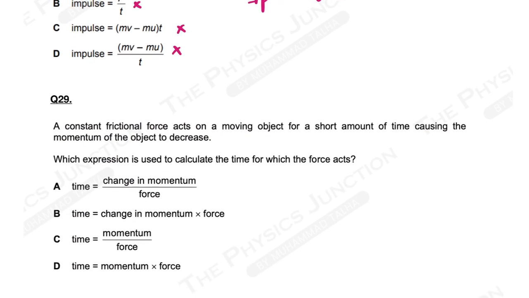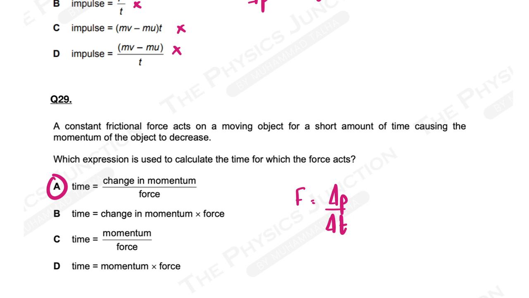A constant frictional force acts on an object moving for a short amount of time, causing the momentum of the object to decrease. Which expression is used to calculate the time for which the force acts? We've been using this quite a lot, even in this time that we've been doing this worksheet. So just rearranging, it would be change in momentum over force.